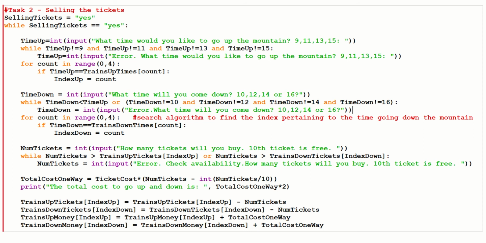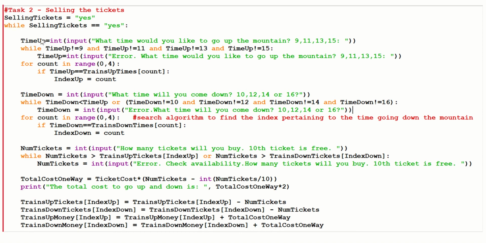IGCSE Computer Science Paper 2, Task 2, Selling the Tickets. So, firstly, selling tickets equals yes. And next, while selling tickets equals yes, this part underneath it, we would do this. If it's not equal to yes, then we would just skip this part and go to the next part that isn't under the while.